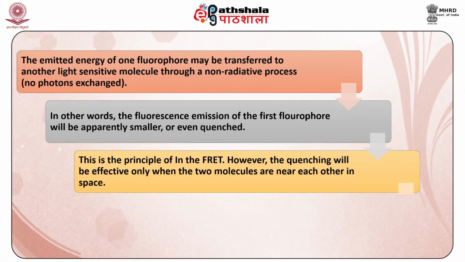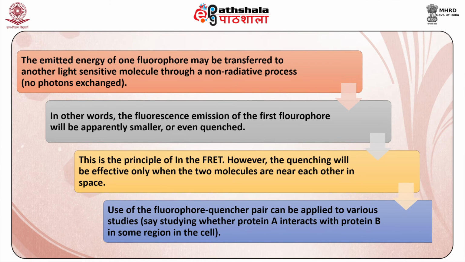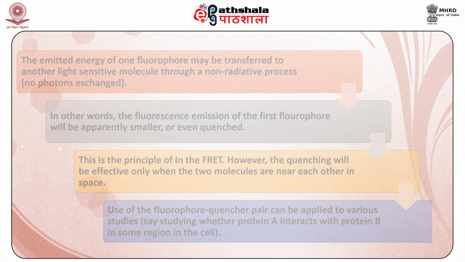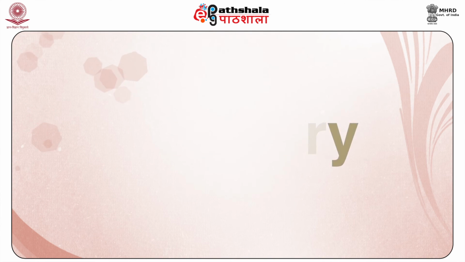However, the quenching will be effective only when the two molecules are near each other in space. Use of the fluorophore quencher pair can be applied to various studies, say studying whether protein A interacts with protein B in some region in the cell. Now let us summarize what we have learnt in this module.